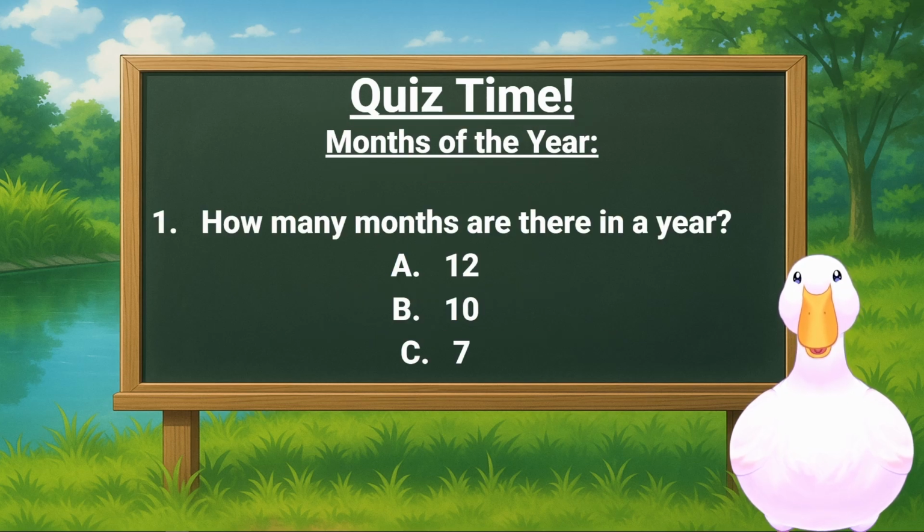And now it's quiz time. Let's go ahead and see everything you've learned. Question 1. How many months are there in a year? Is it A, 12, B, 10, or C, 7? That's right. It's A, 12.